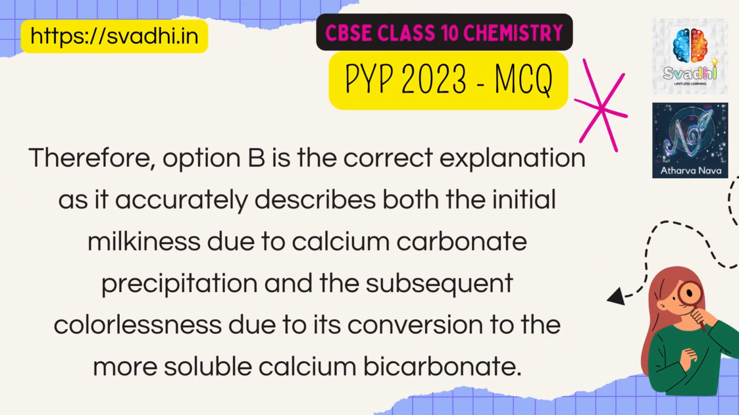Therefore, option B is the correct explanation, as it accurately describes both the initial milkiness due to calcium carbonate precipitation and the subsequent colorlessness due to its conversion to the more soluble calcium bicarbonate.